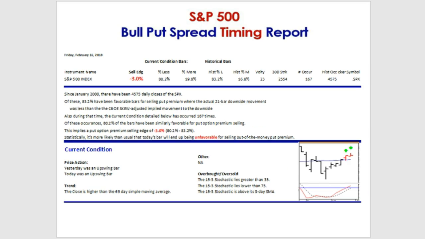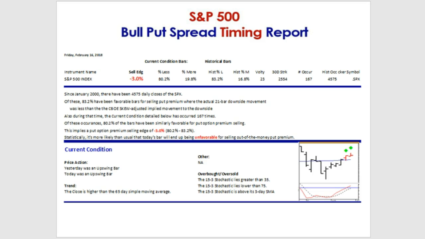Now, for those that like to sell puts through out-of-the-money bull put spreads in the S&P 500, perhaps you're using something like the Jade Lizard approach, or you're using a hedged bull put spread that we teach at Discover Options. That's what this report addresses here. So, as we mentioned, we have 4,575 daily closes. Now, we're presuming when you sell these puts, you're a standard deviation away about 30 days out.